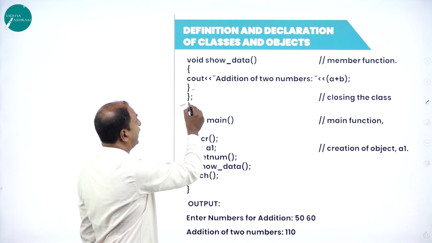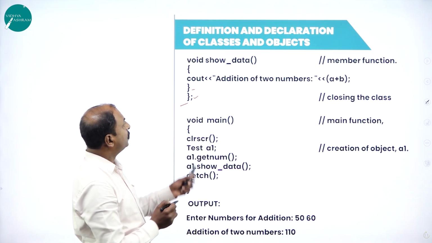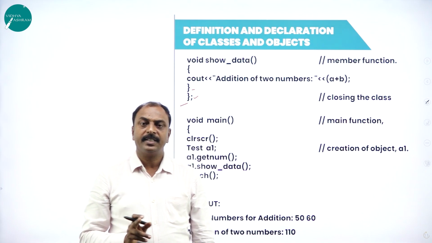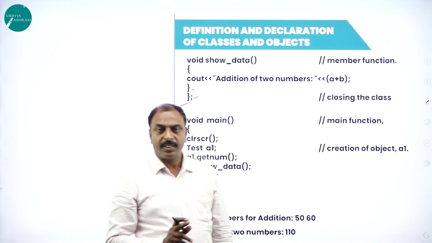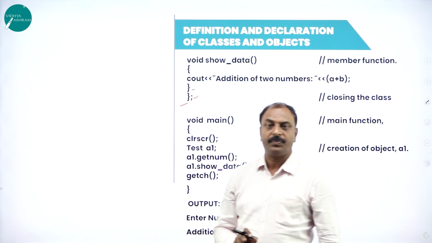Then we are closing the class here with a semicolon. This is very, very important. Generally, in a program with class and object, we declare the data members under the private access specifier, and all the functions are declared under the public access specifier.